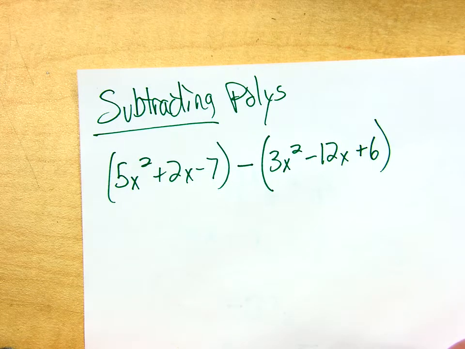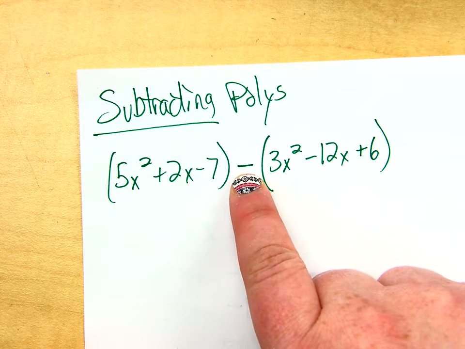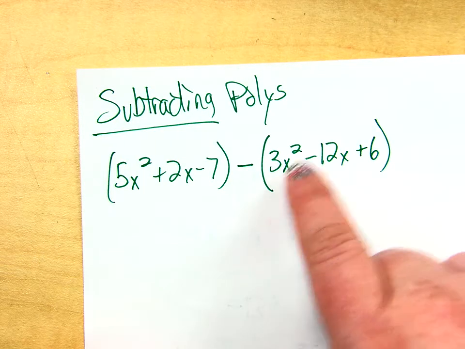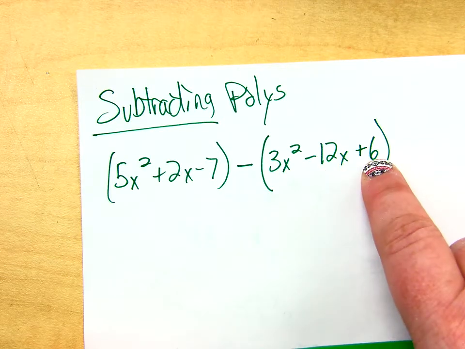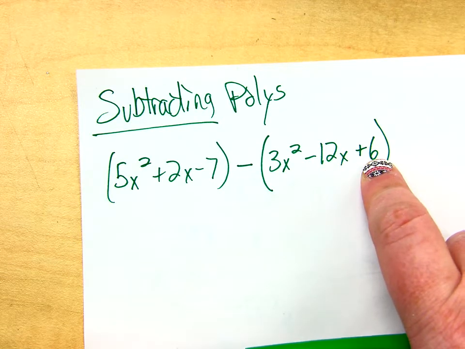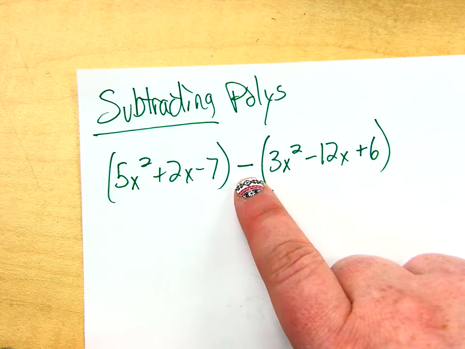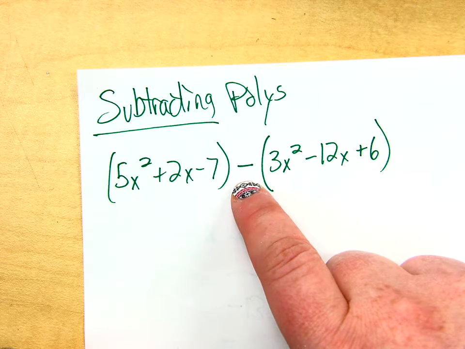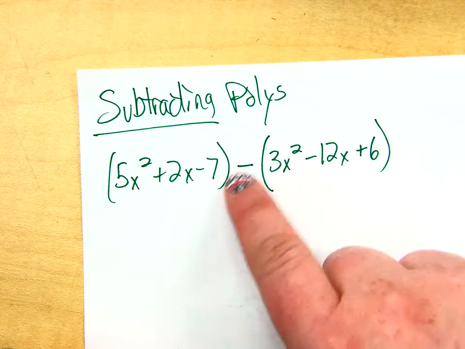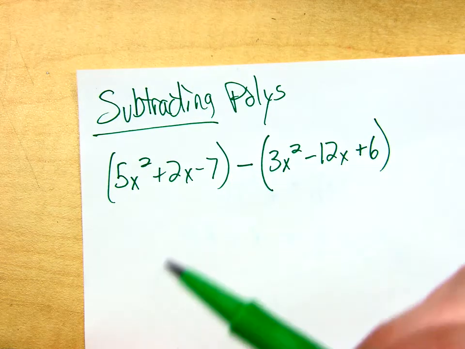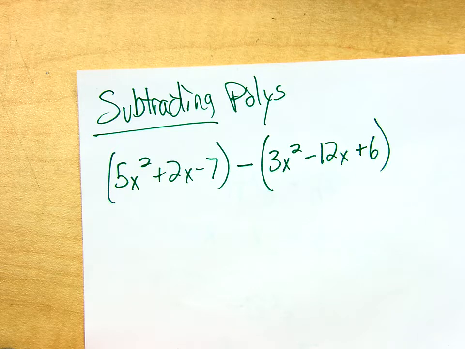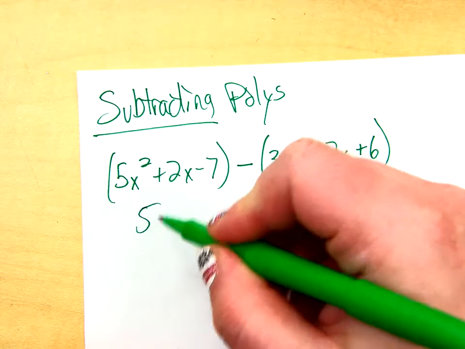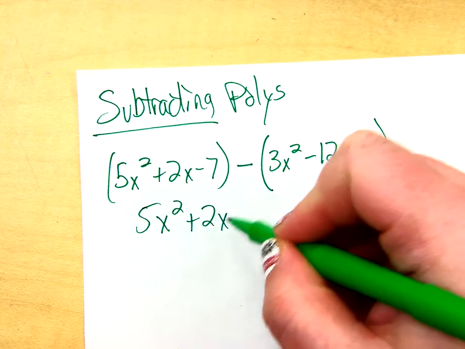Go ahead, tell us. Okay, so you would take the negative sign and make the 3x squared negative, the 12x positive, and the 6 negative. Just doing the opposite. You have to distribute that negative. If there is a minus sign between the parentheses, it makes a big difference. You can't just ignore the parentheses here. You have to distribute that negative. 5x squared plus 2x minus 7 minus 3x squared plus 12x minus 6. So I always rewrite it.